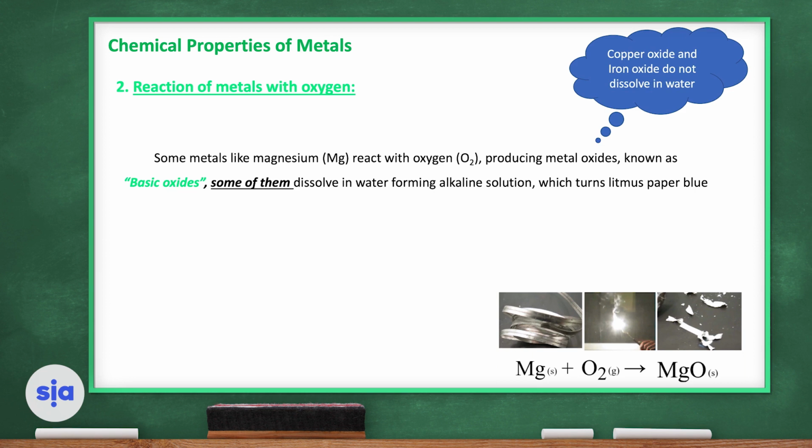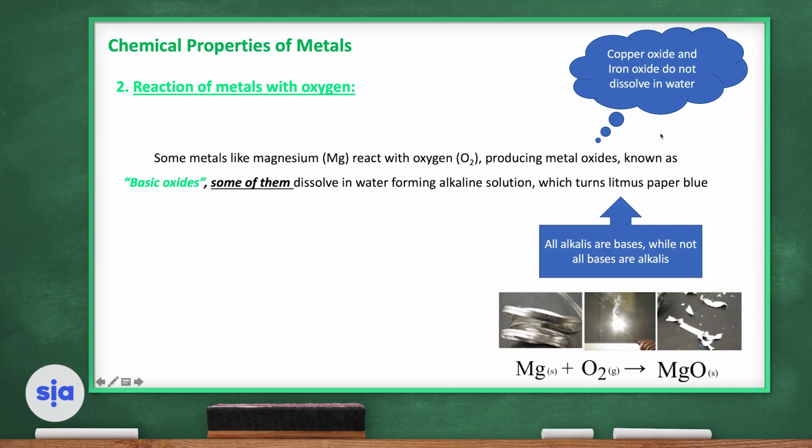But not all metal oxides dissolve in water. Some metal oxides, like copper oxide and iron oxide, do not. And all alkalis are bases. They turn litmus paper blue, while not all bases are alkalis.